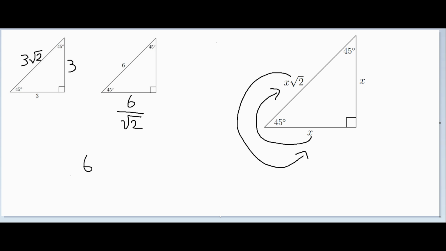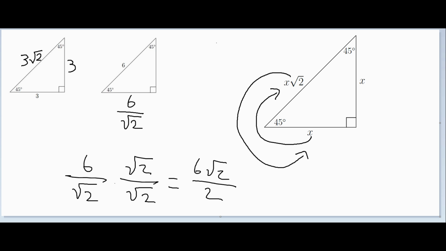And again, we will rationalize the denominator by multiplying the top and bottom by the square root of 2, which gives us 6 root 2 over 2, and then 6 over 2 reduces to 3, so that gives us 3 times the square root of 2. So both of these sides would just be equal to 3 times the square root of 2.